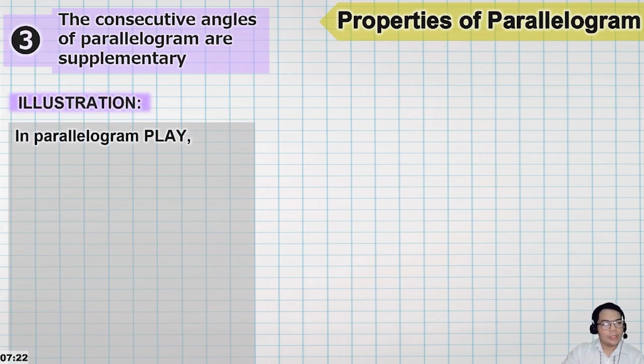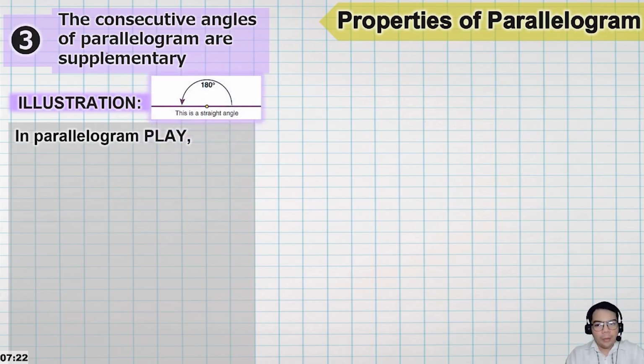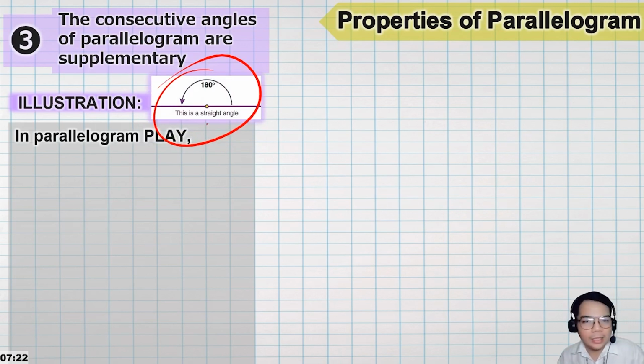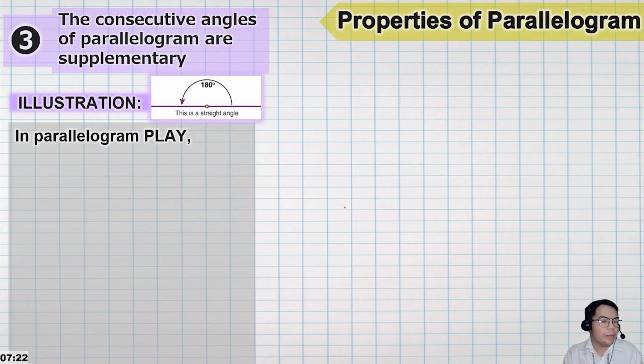And one good representation of having 180 degrees as the sum is forming a straight line, 'di ba? So, for example, we have here parallelogram PLAY just for us to illustrate this given property. Ayan o, 'di ba? Kapag naka-form ka ng straight line, that means we can easily identify that these two pairs of angles form an equivalent of 180 degrees, or in other words, supplementary nga sila.